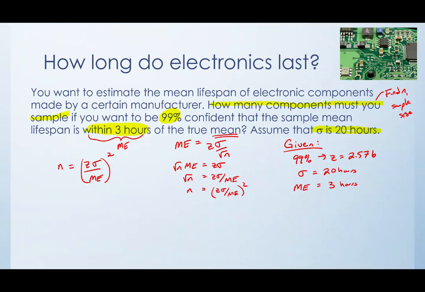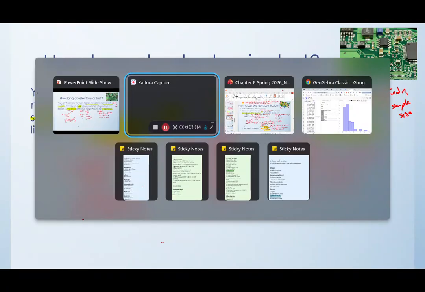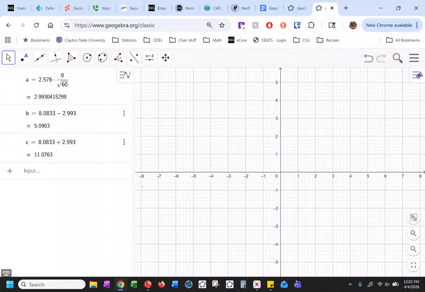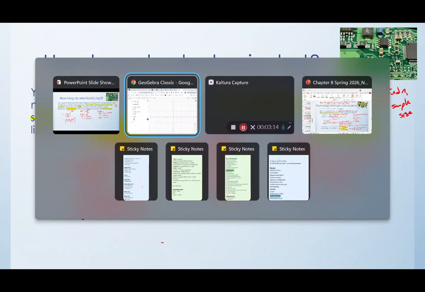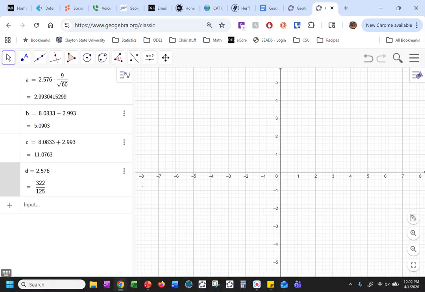Okay, so we're just plugging and chugging here. We know z, 2.576. We know sigma, 20. We know the margin of error is 3, and we're squaring that whole thing. And so we've got to go throw that into our calculator, which we'll do here. All right, so what do we have? 2.576 times 20 over 3, and that whole thing gets squared.